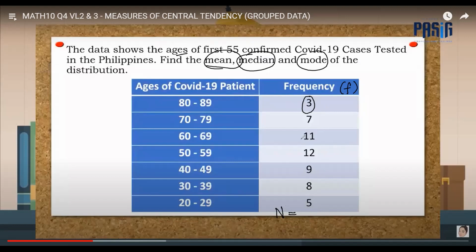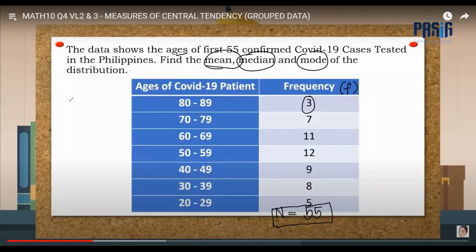55. So our n is 55. Okay? So yan po yung total number of frequencies natin. Now, isa din kailangan ninyo in solving for the mean, median, and mode. Actually, median and mode lang. Sa median and mode nyo lang to kailangan.